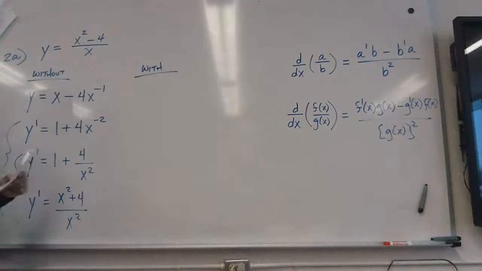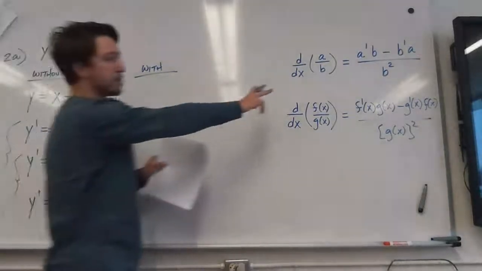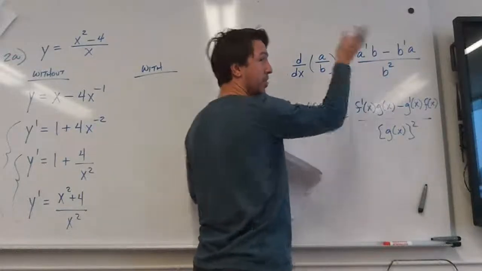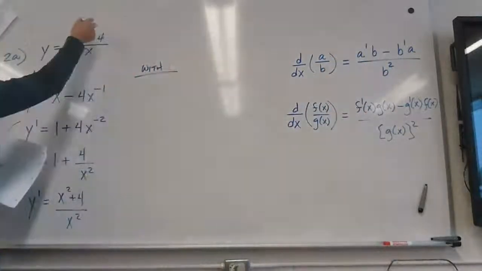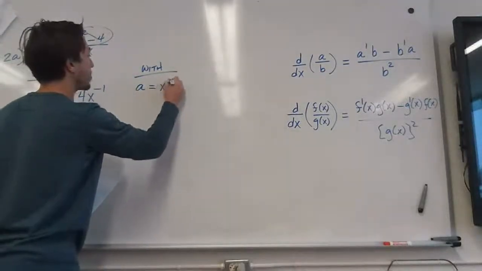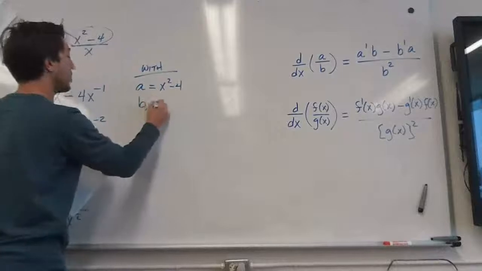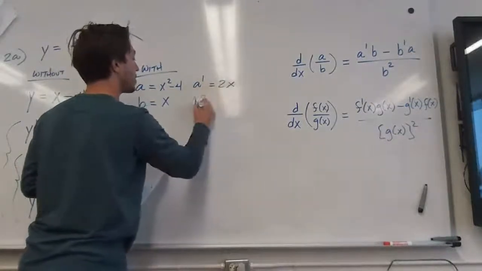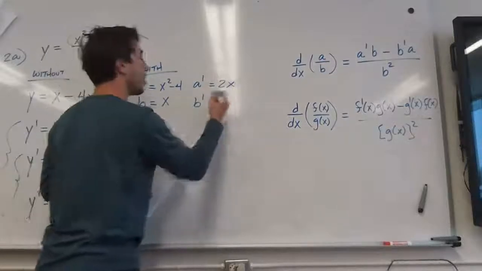Now this one you gotta be careful. Does it matter who we call A and who we call B? Yeah, it's because of the minus sign and because one of them is just getting squared at the bottom. So that's a huge difference. So of course, this is the top, so this guy is going to be our A. A is going to be x squared minus 4. B is going to be just x. So A prime is 2x and B prime is 1.